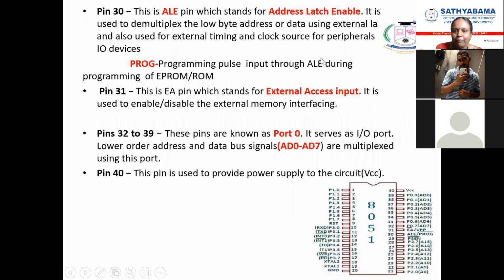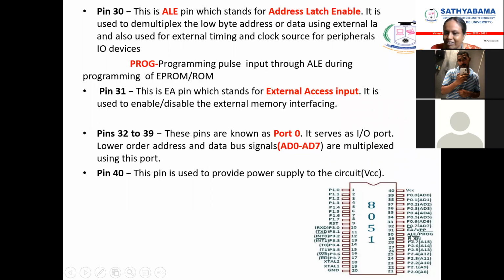Then pin 30, I told you, address latch enable. My address and data lines will be multiplexed. Multiplex means sent on the same line. Demultiplexed, both address and data will be separated. So whenever the ALE signal goes high, it will separate the address and data. I think you have drawn this while drawing the diagrams in 8085, where you indicate ALE to separate the address and data. Same purpose only.